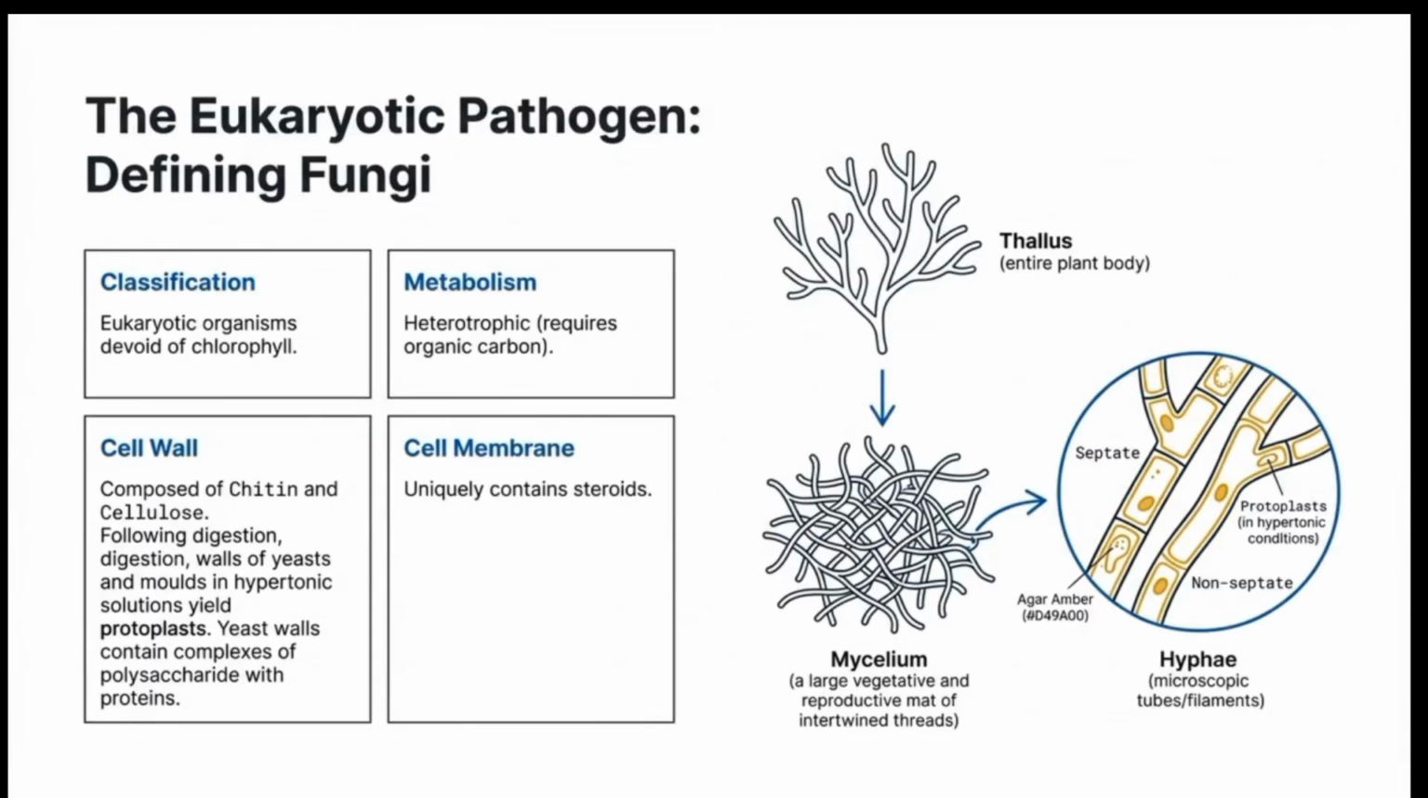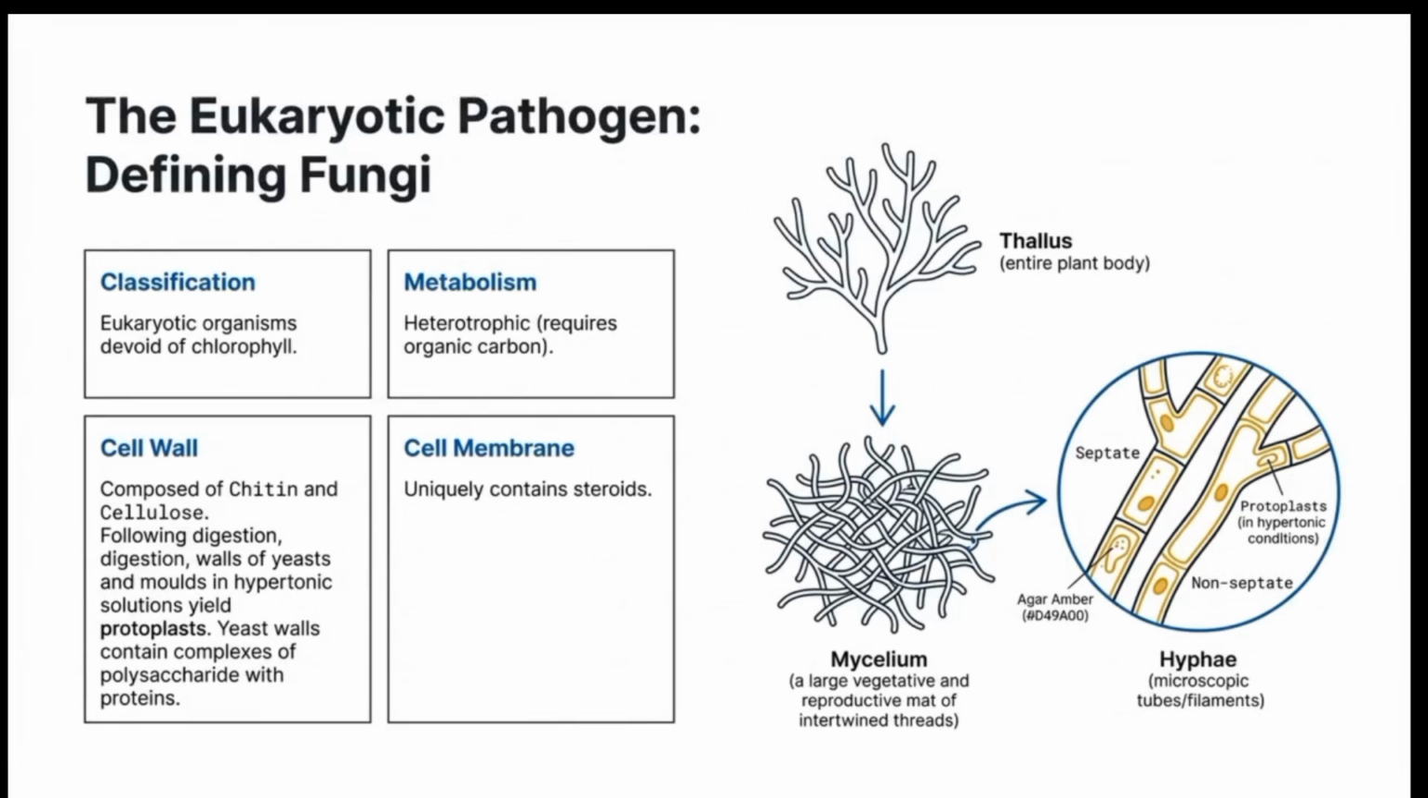To kick this off, we have to establish the ground rules. What exactly makes a fungus so different from a plant or a bacterium? Well, the most crucial distinction is how they get their energy. Even though they were historically studied alongside plants, fungi are totally devoid of chlorophyll. So, no photosynthesis at all. None. They cannot convert sunlight into food. They are heterotrophic, meaning they require organic carbon to survive. In plain terms, they have to eat other things. They are the great decomposers.